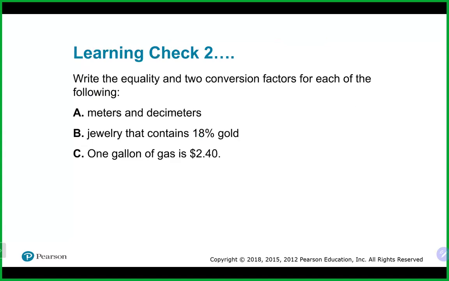All right, so write the equality and 2 conversion factors for each of these. Why don't you give it a go and see what you come up with.